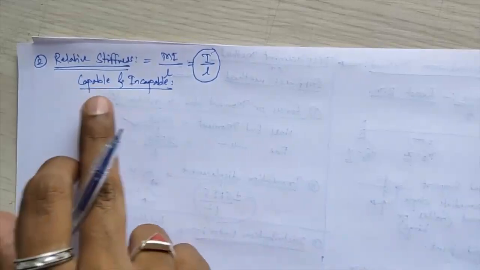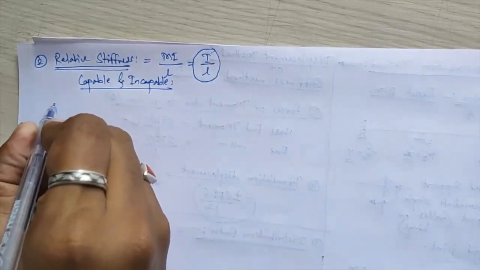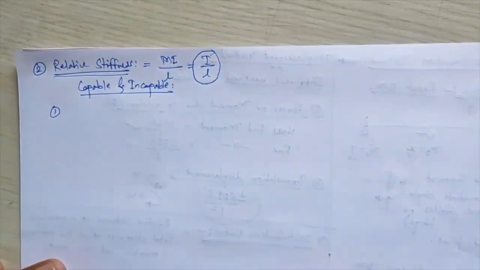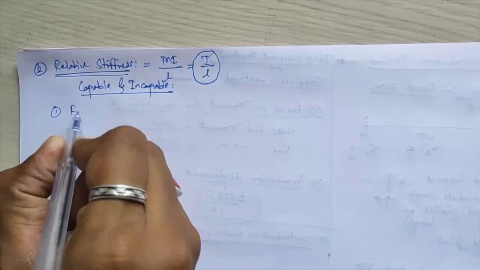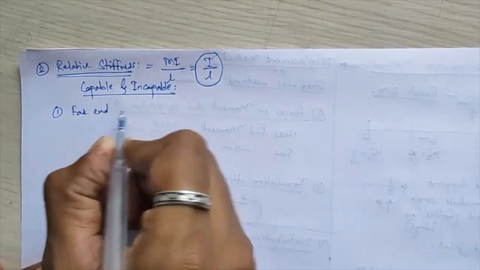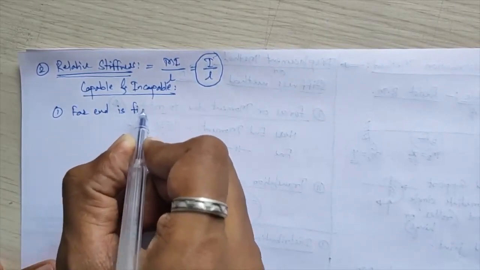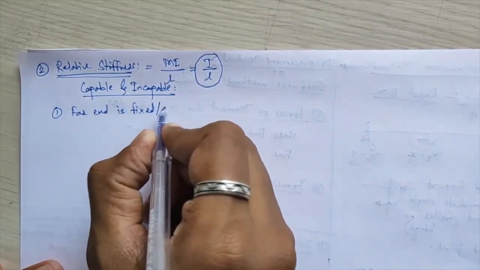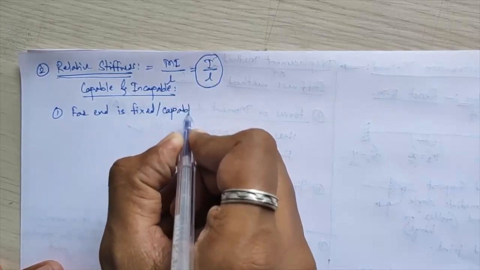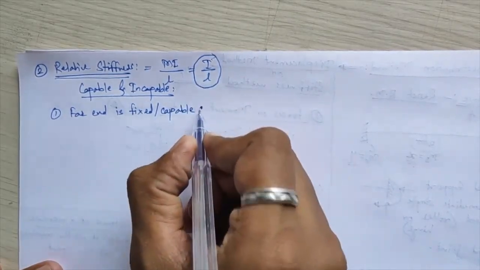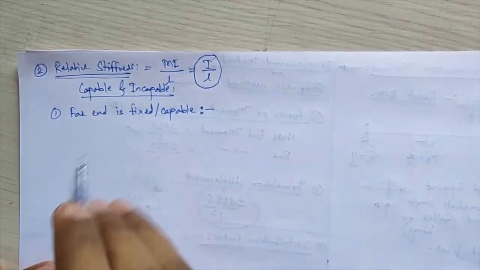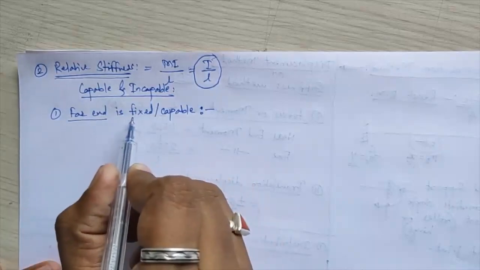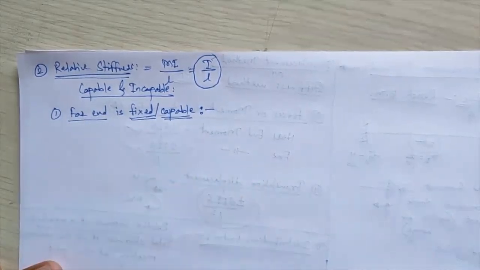For understanding these values, I'll consider some examples. First case I'll consider: suppose your far end is fixed. Fixed is nothing but a capable support. That means whenever you are distributing moment from the near end to the far end, that far end must be fixed or capable.